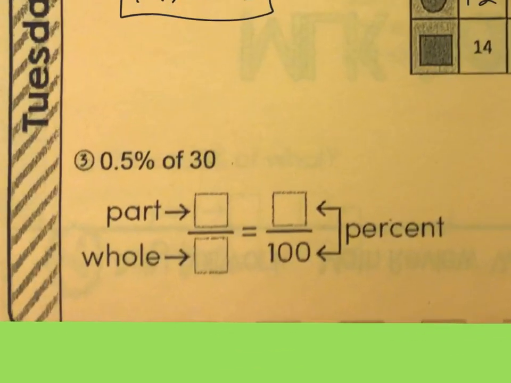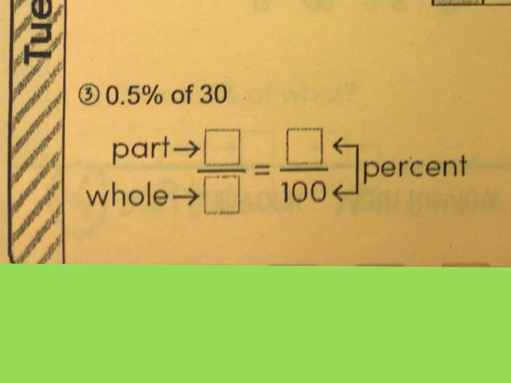Okay, so this is what we're going to start learning about today. This one's kind of not my favorite to start off with, but there's a couple of things about this. This part over whole equals percent over 100. So you can see right here, part over whole equals percent over 100. Another word that we can use for part and whole is is and of. Is always means part, of means whole.